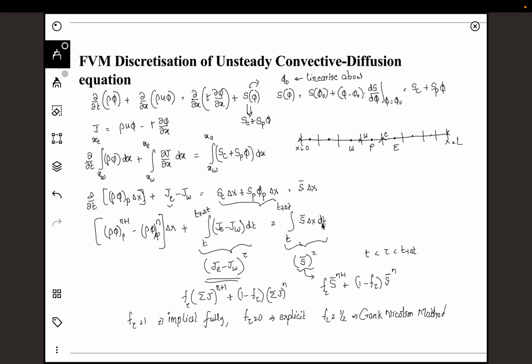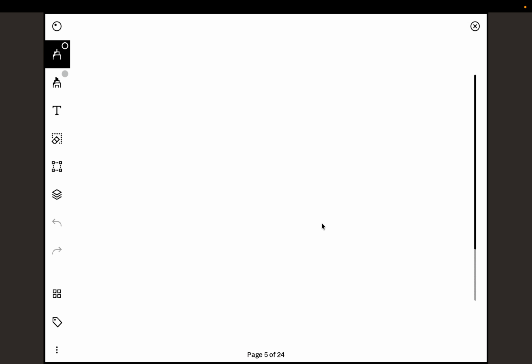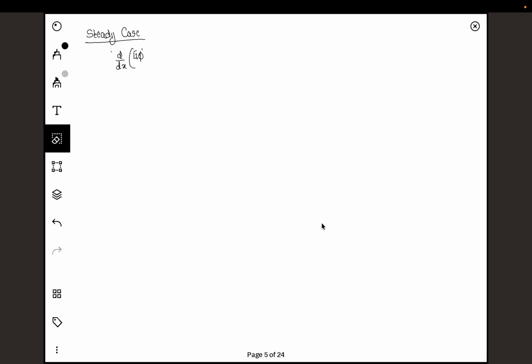Let's take a simple case so that it will be easy for you to understand how this evolves. Let's take a steady case. Unsteady is just an extension of that. So for the steady case, we have something like this, d/dx. Let's assume rho is 1, u phi, or I can put the rho term also here, no problem.